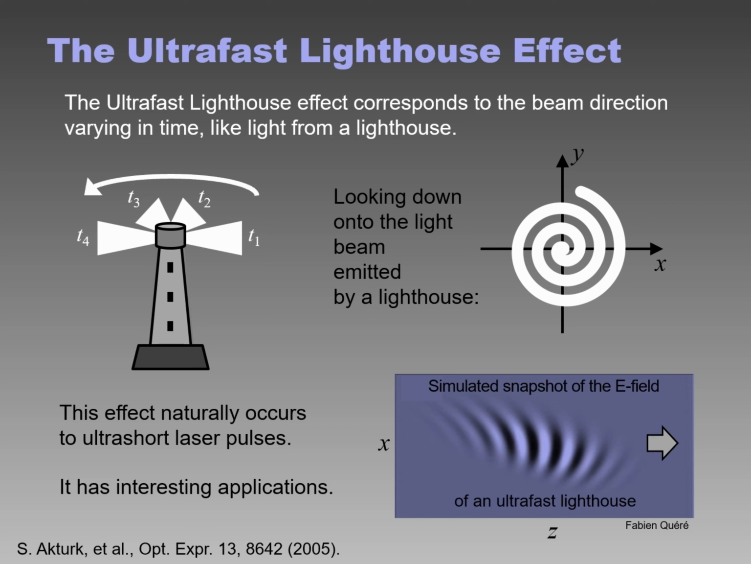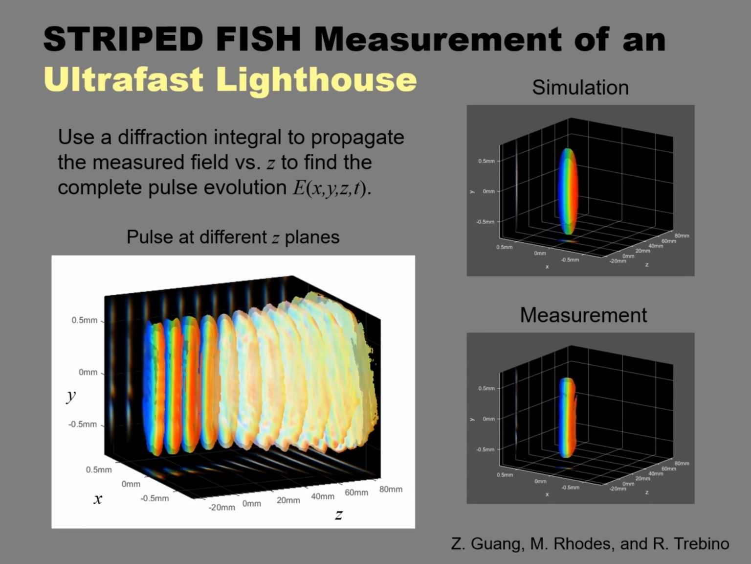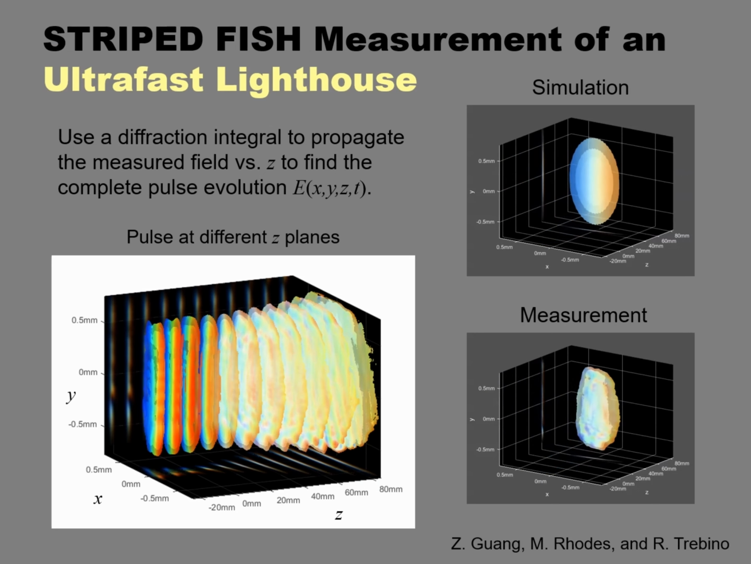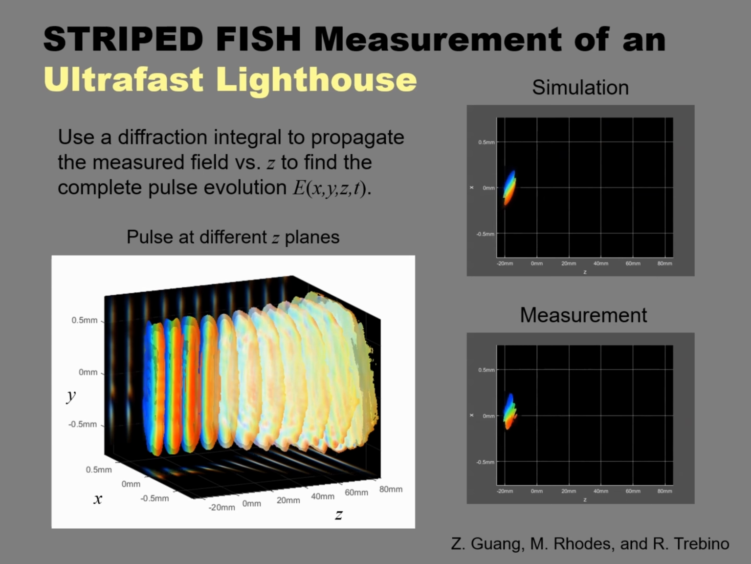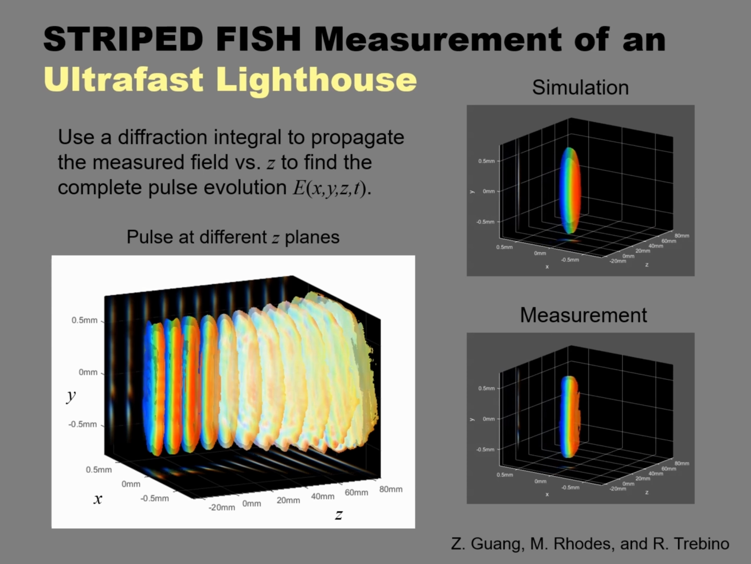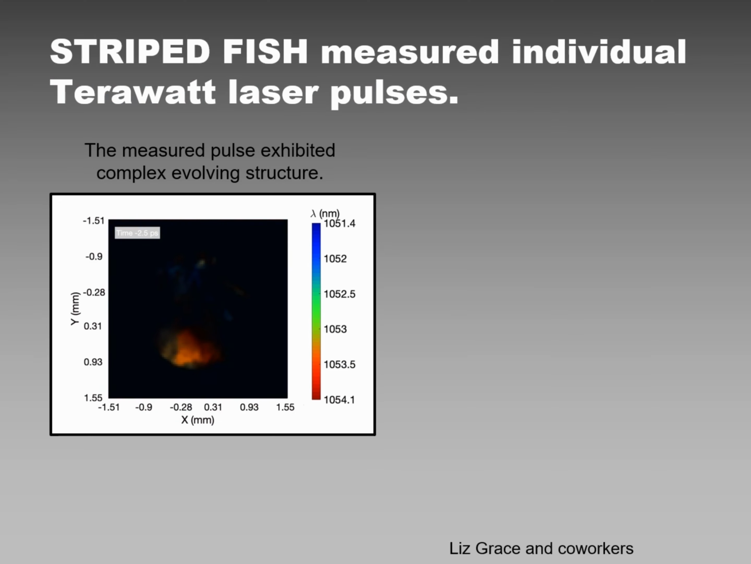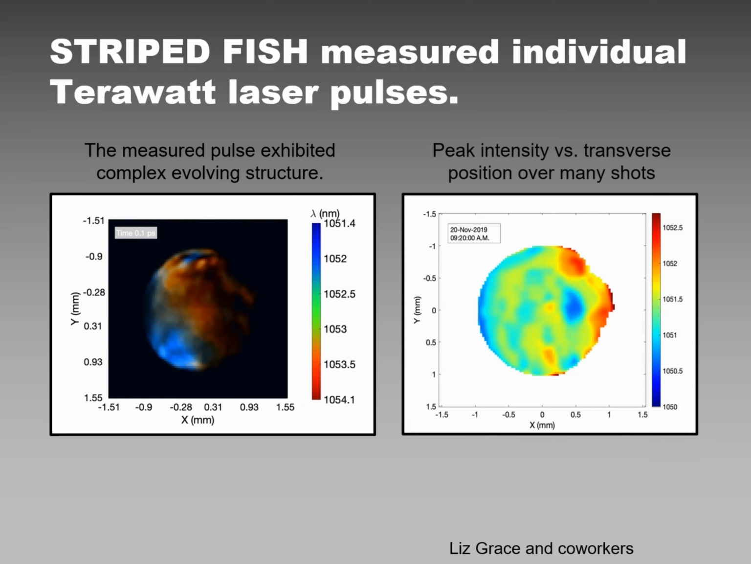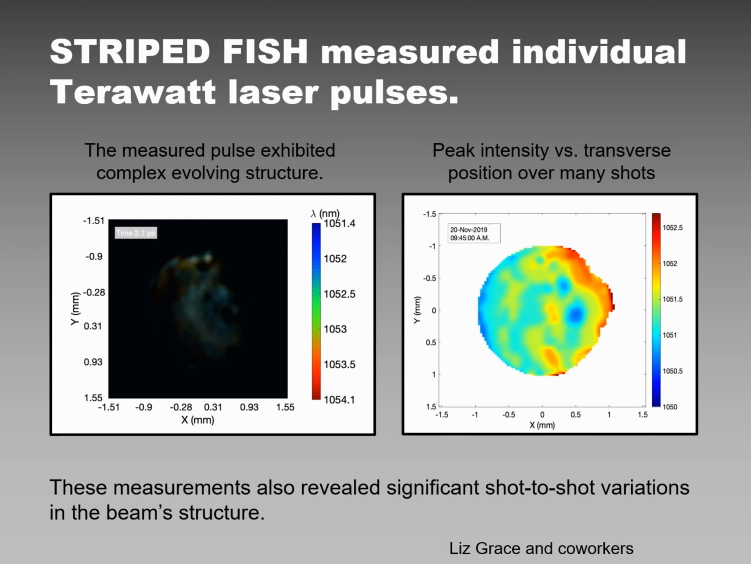But it's important to confirm that such an effect really does exist. So here's a STRIPED FISH measurement of an ultrafast lighthouse. This slide shows different ways to plot such complex 4-dimensional results. But however you plot it, you can see that this pulse's propagation direction is changing with time as it propagates. And recently, my grad student Liz Grace used STRIPED FISH to measure individual terawatt pulses of the 1 shot every 5 minutes COMET laser at Lawrence Livermore National Lab in California prior to its refurbishment. Also, her measurements revealed for the first time shot-to-shot variations in the fine details of such pulses.